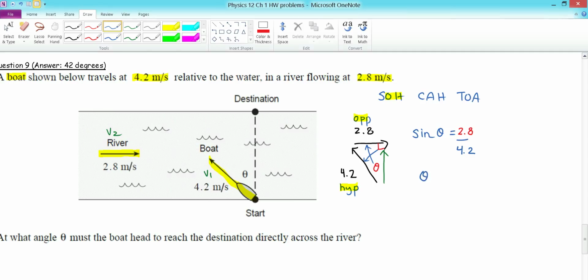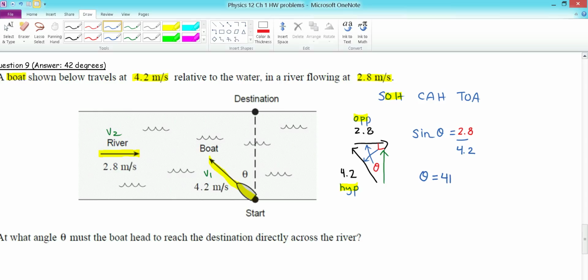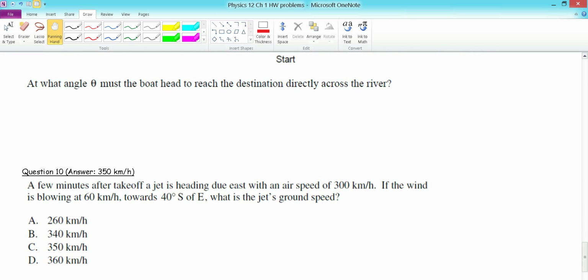And in order to finish off this question, you would have to go to your calculator. So in your calculator, this is what you would do. Turn the on button on. It would be 2.8 divided by 4.2. You can hit the equal button. You get 0.666 repeating. And then in order to get the angle from the sine function, you would have to hit the second sine, and you can simply plug in your answer there. And you should get about 41.8 degrees. All right, so there's a basic Math 10 problem right there. All right, let's move on to question number 10 now.